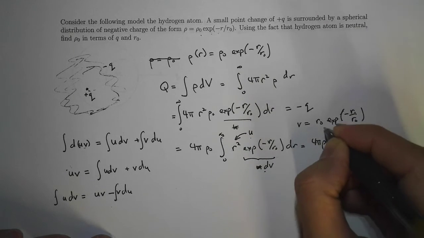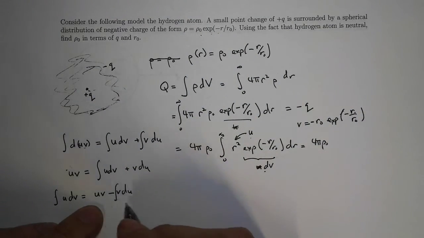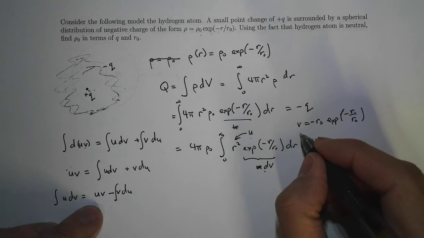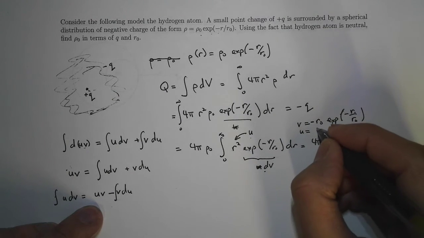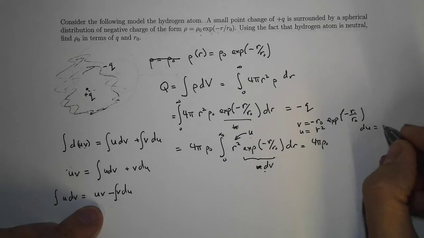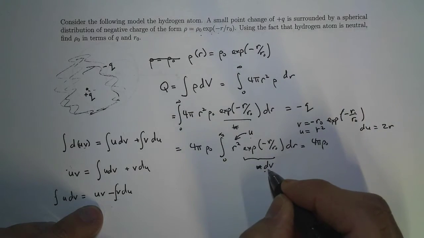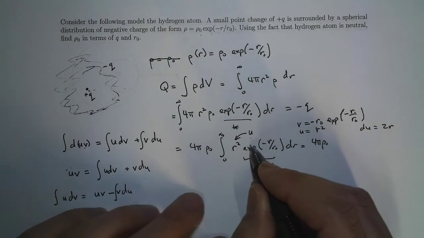r naught, with a minus sign out in front. So let's write that down. That's v. u is going to be equal to r squared, and then du is equal to 2r. All right, that's pretty easy. So that's dv, that's u. It's beautiful. So now let's just see.